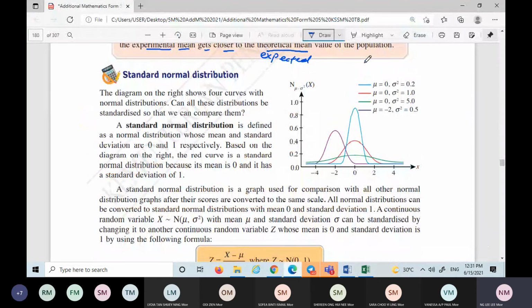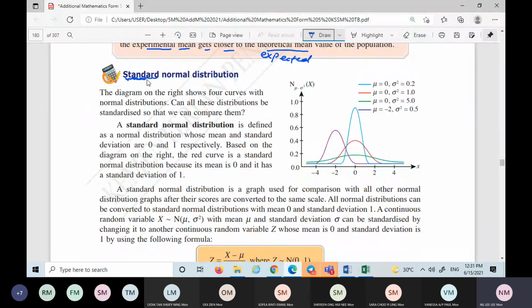Why do we need this standard normal distribution? What is the difference between the standard normal distribution and the normal distribution that we learned just now? This one has the word standard. So next time, when you read questions, you have to be very careful whether this is a normal distribution or a standard normal distribution. When you see the words standard normal distribution, it means different from the normal distribution.